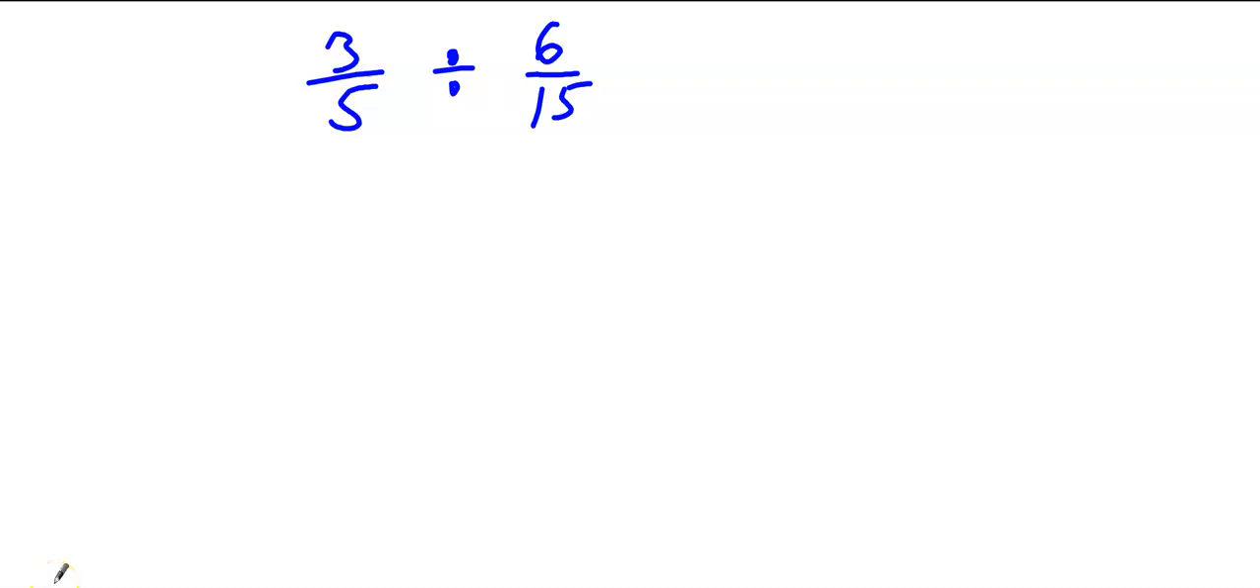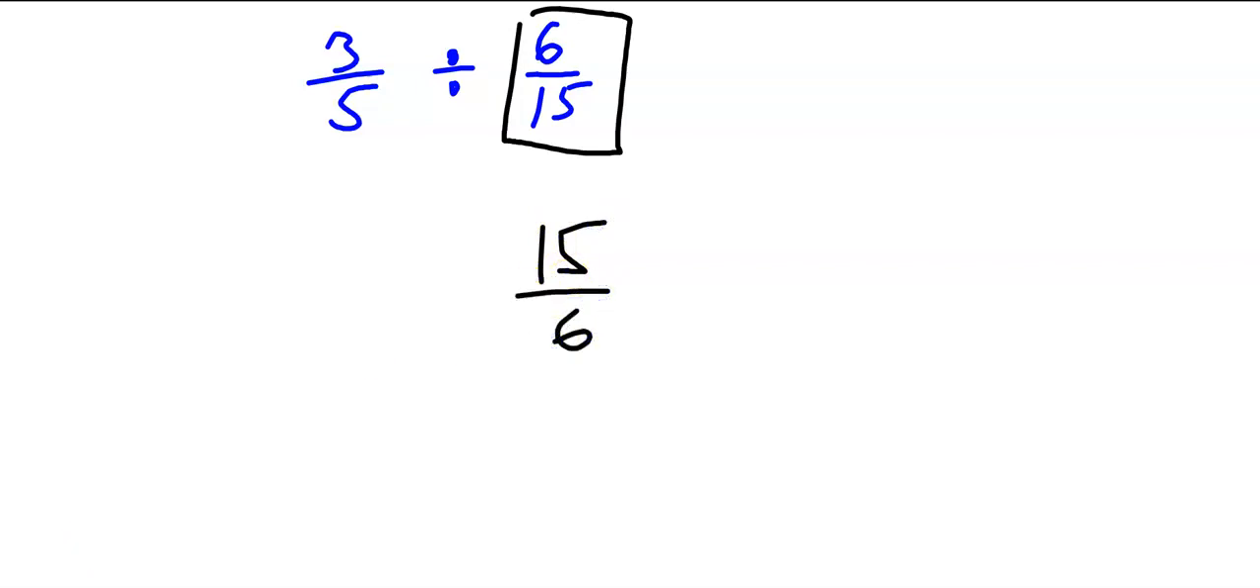I wanted to go over with you how to divide fractions. Alright, dividing fractions is going to be fairly simple. It's the same operation as multiplying fractions, except that you will have to take the reciprocal of the second value. So the reciprocal means take that fraction and you're going to turn it upside down. Instead of having 6 over 15, this becomes 15 over 6.